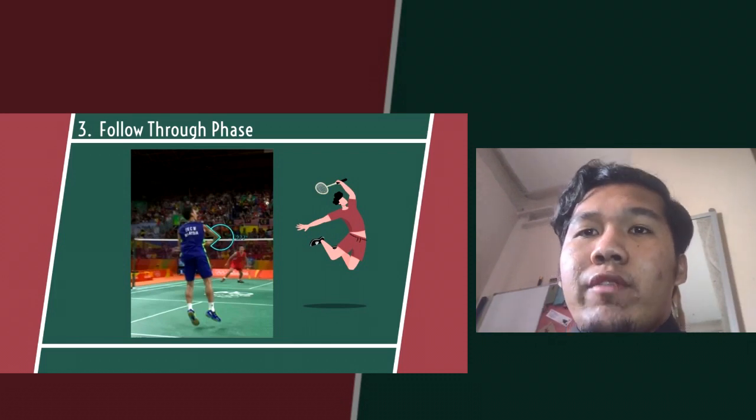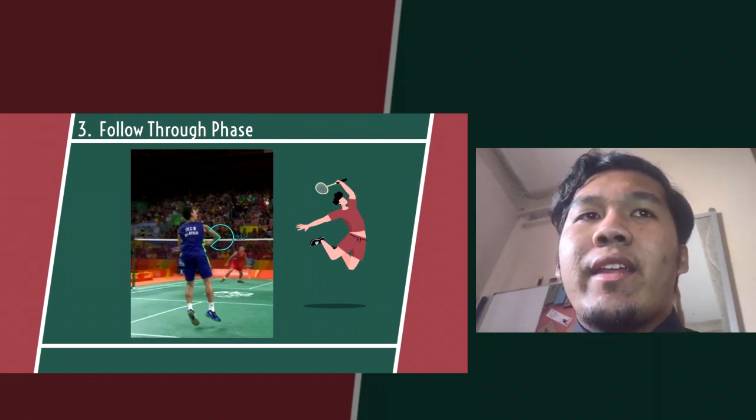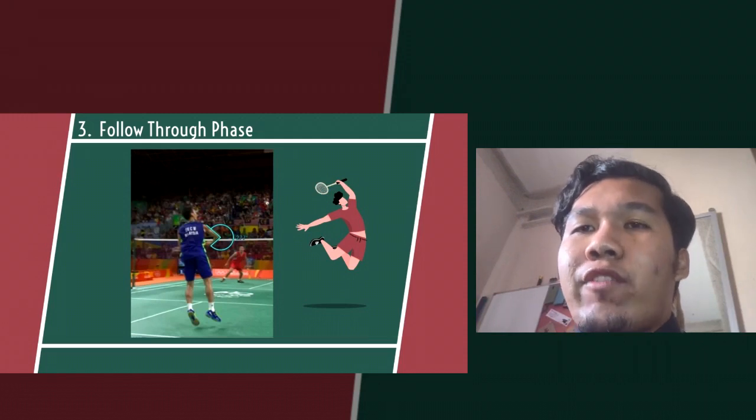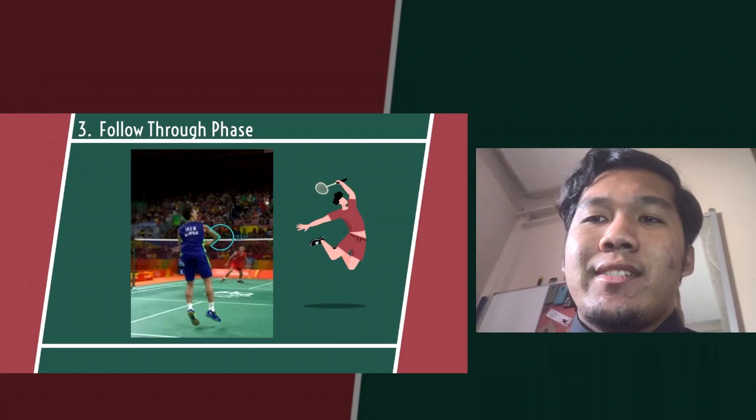The follow-through phase photo shows the athlete taking an angle and getting ready to smash, where the athlete's position displays an increase in the force and speed of the smash that will be made.